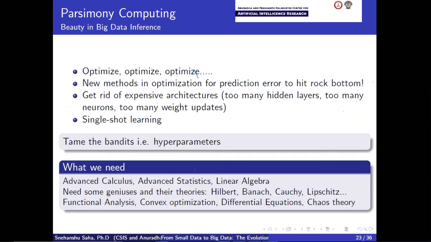And finally, I know most people don't like this part of my talk. In all of my talks, when I say what you need to know in order to be a very good big data scientist or machine learning scientist, it is that you need to know all of this, starting from advanced calculus. And this is something most people don't like, which is fine.